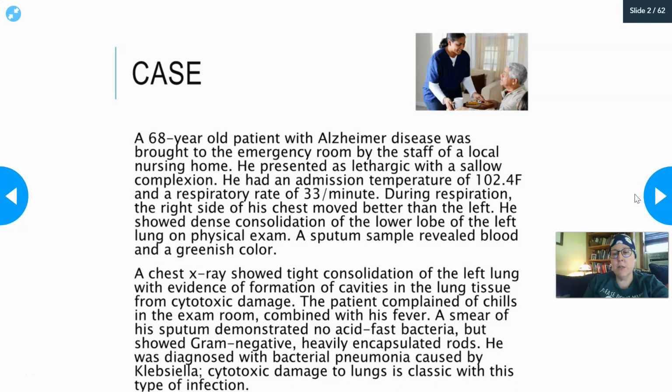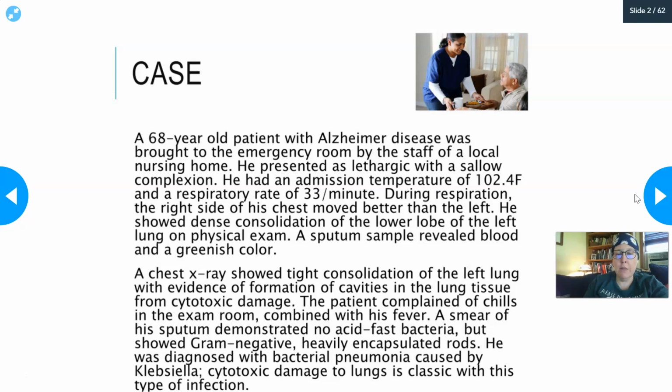He had an admission temperature of 102.4 Fahrenheit and a respiratory rate of 33 per minute, which both are high. During respiration, the right side of his chest moved better than the left. He showed dense consolidation of the lower lobe of the left lung on physical exam. A sputum sample revealed blood in a greenish color, so he has green blood-tinged sputum.